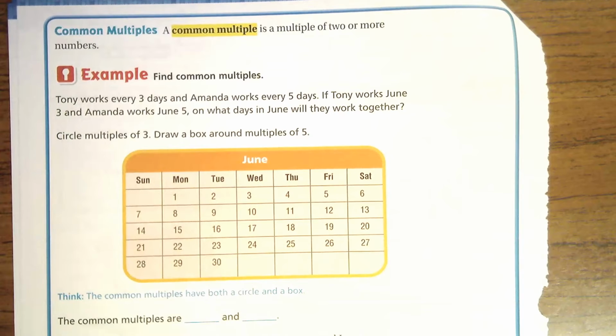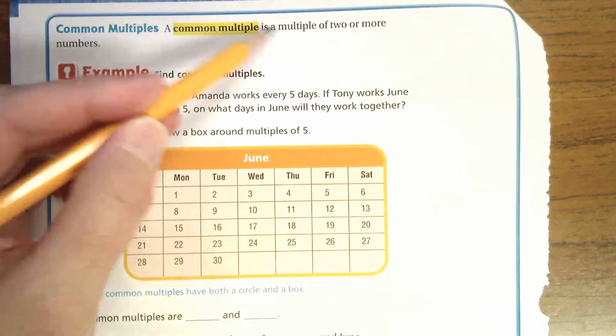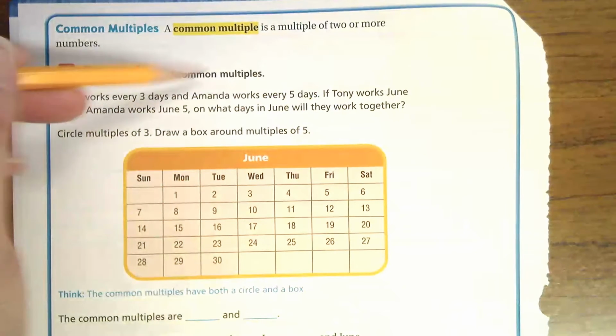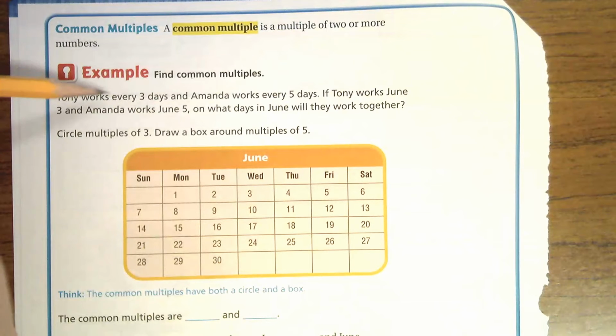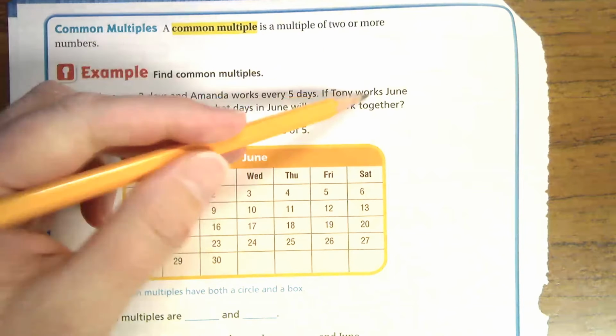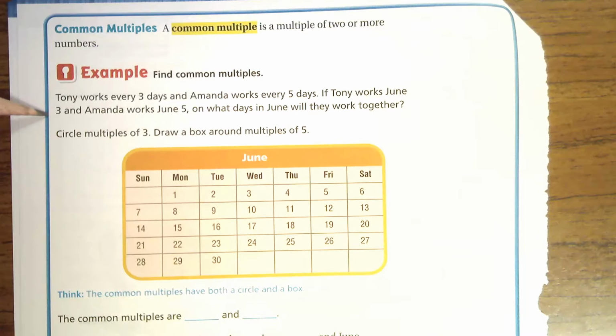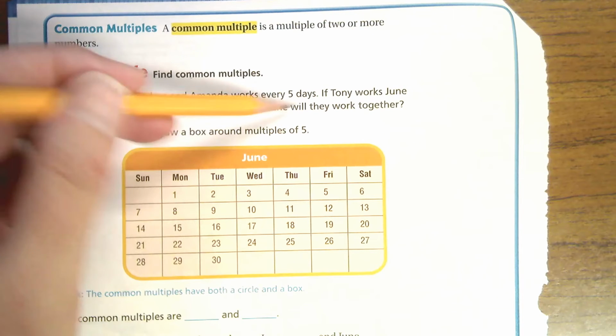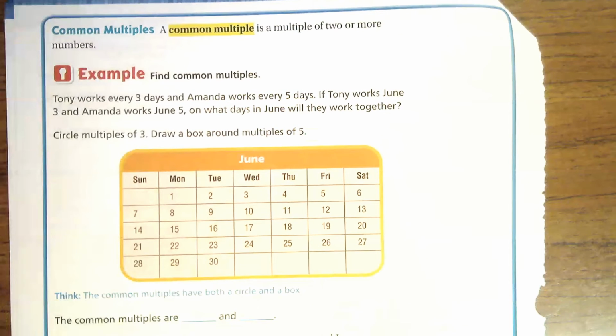I bet they do. A common multiple is a multiple of 2 or more numbers. Find common multiples. Tony works every 3 days, and Amanda works every 5 days. If Tony works June 3rd and Amanda works June 5th, on what days in June will they work together?